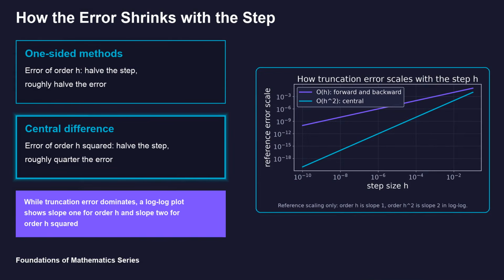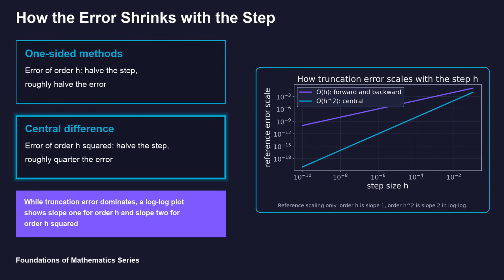Order h and order h squared sound like small print, so let us translate them into something you can feel. An order h error means that if you halve the step, you roughly halve the error. An order h squared error means that if you halve the step, you roughly quarter it. Over several halvings, that gap compounds fast.